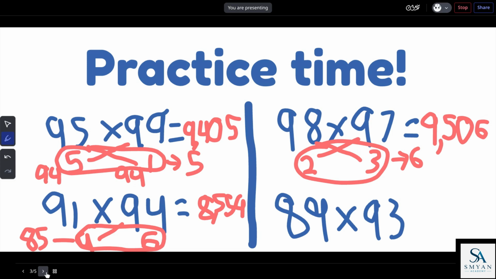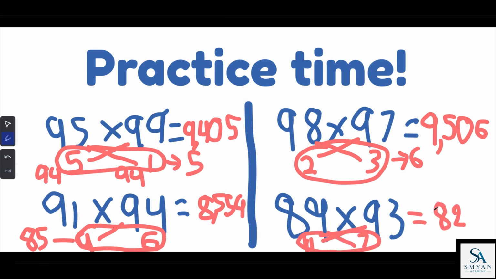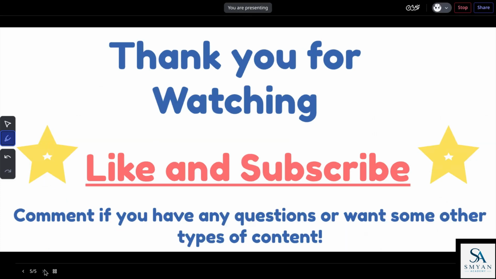So let's move on. 100 minus 89 is 11, and then 100 minus 93 is 7. Now we do cross subtract. 89 minus 7 is going to give us 82, and same way, vice versa. After that, we multiply the differences. 11 times 7 is 77. So 77, and then put the comma, and our answer is 8,277.